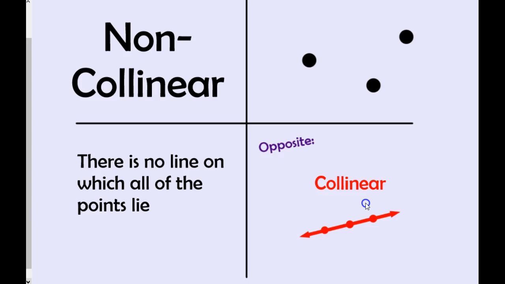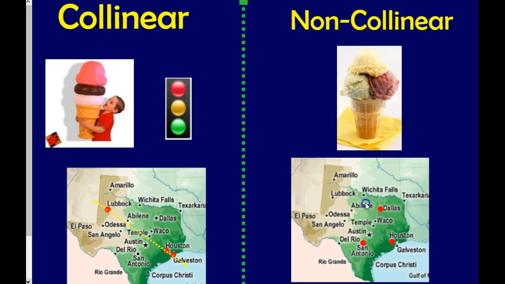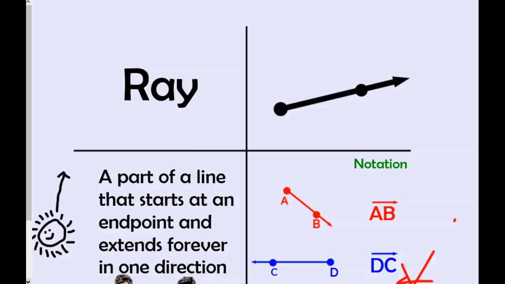All right, we'll do one last one for today. We're not going to finish, but we'll finish tomorrow. Everyone with me? Next one. Oh, sorry, don't write this down. This is just examples. If you got 3 scoops in a row, that's collinear. Traffic light, 3 lights in a row. And on a map, Lubbock, Houston, and Galveston, straight line, collinear cities, more or less. But if you got Dallas, Houston, and San Antonio, that's a non-collinear example.